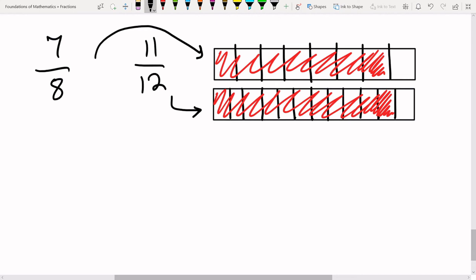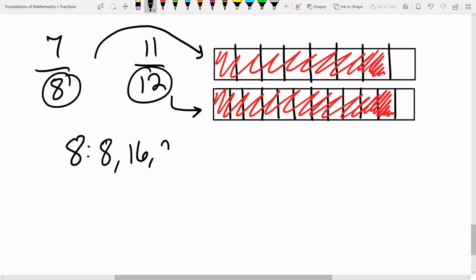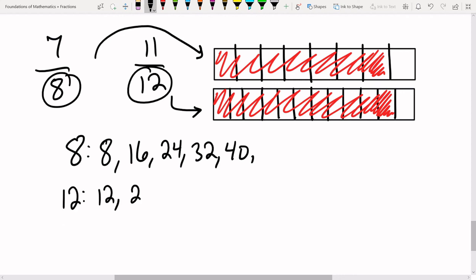So what I'm going to ask is, what is the least common denominator between the two denominators we have, 8 and 12? So I'm just going to look at 8 and ask, what are the multiples of 8? 8 times 1 is 8. 8 times 2 is 16. Times 3 is 24. Times 4 is 32. Times 5 is 40. And then it continues. We'll wait to do that. Let's look at 12 now. 12 times 1 is 12. 12 times 2 is 24. And we can stop there because 24 is in both of them.